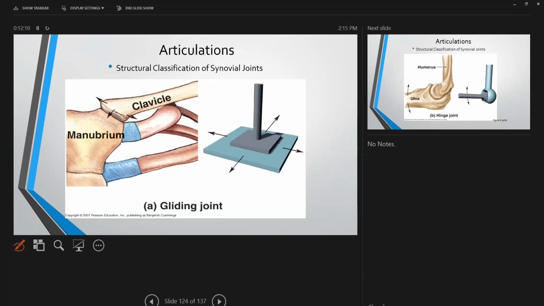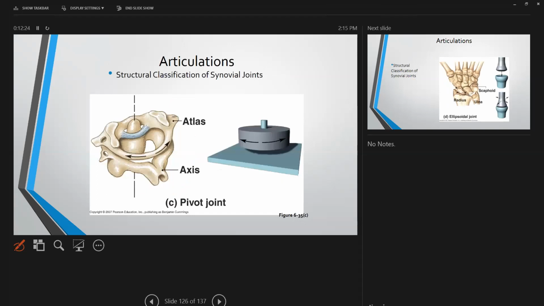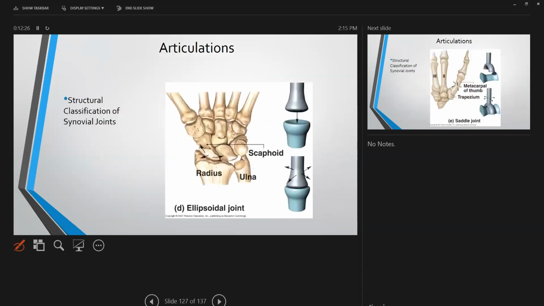The clavicle anchoring to the manubrium here is an articulation. This is a gliding joint, so it just slides back and forth. You've got a hinge joint at the humerus there. The atlas and axis are pivot joints. And then you've got these ellipsoidal joints. Boy, that's a tough one.